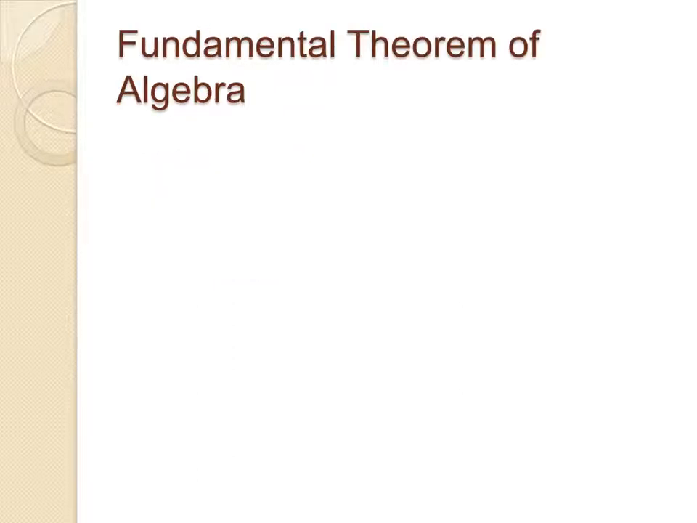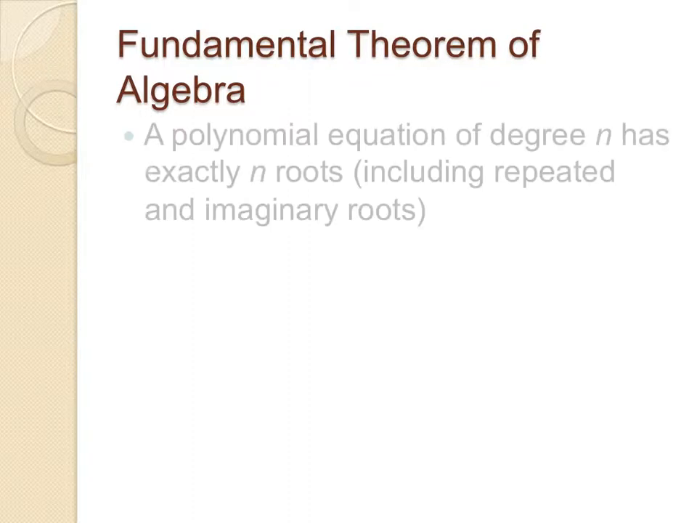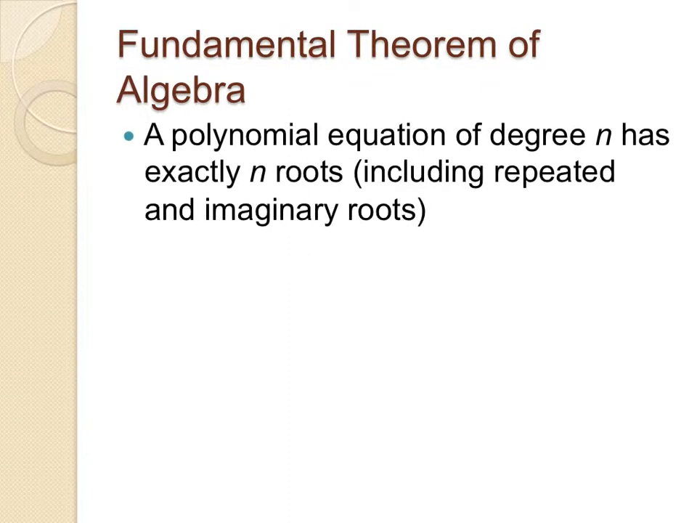Okay, the fundamental theorem of algebra. This I'm sure you've been told before, but a polynomial of degree n has exactly n roots. They could be repeated roots, which means the same root more than once, or imaginary roots. So a polynomial of degree 4 will have 4 roots.